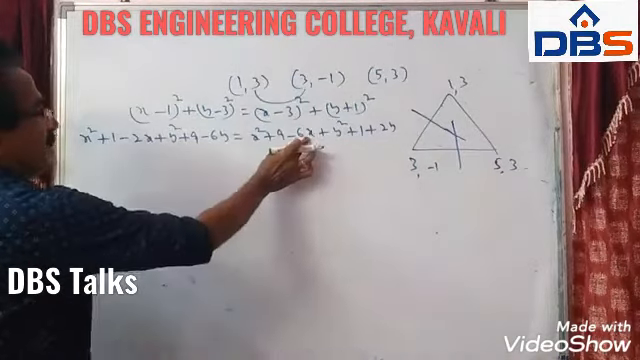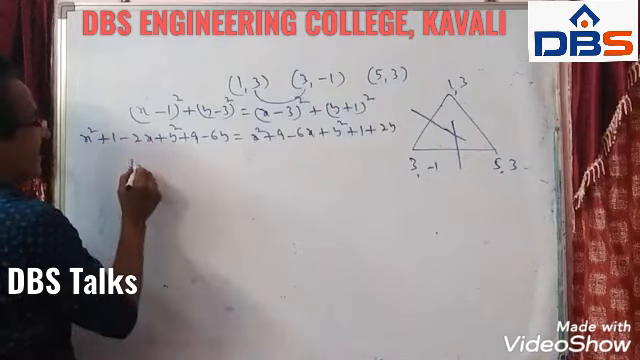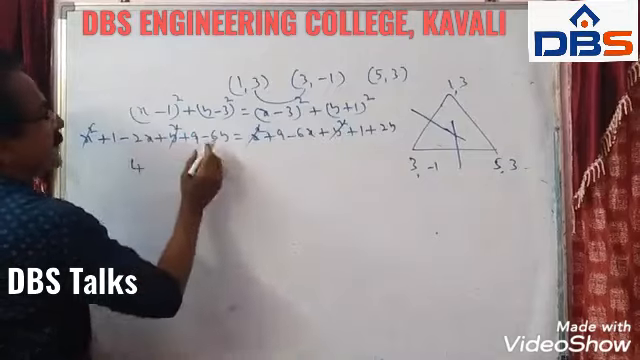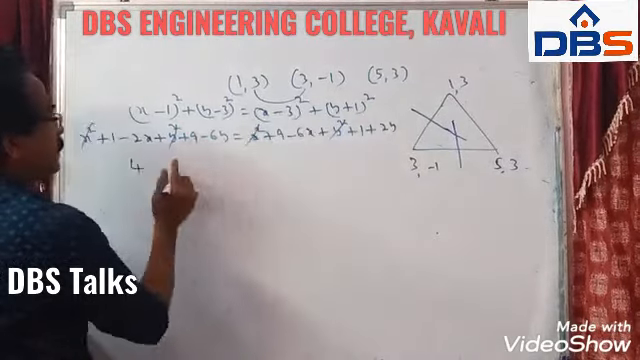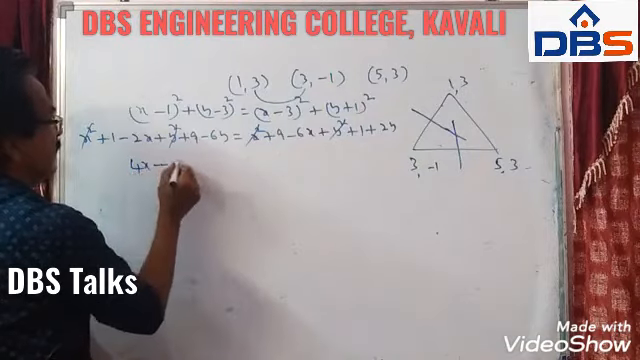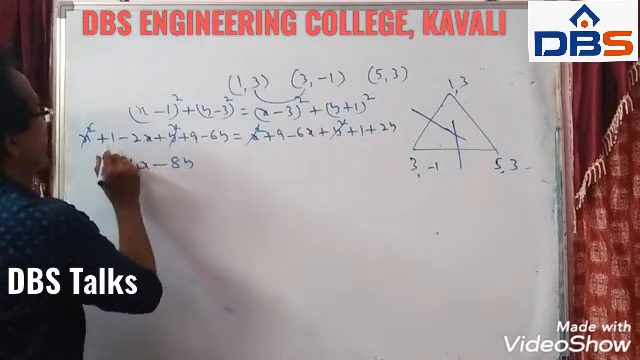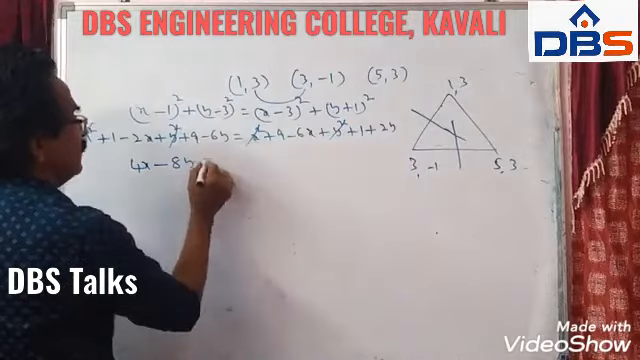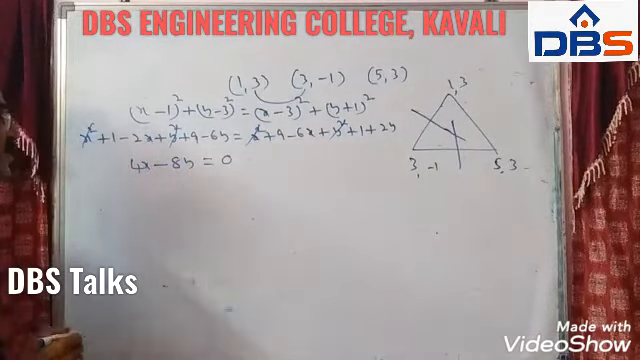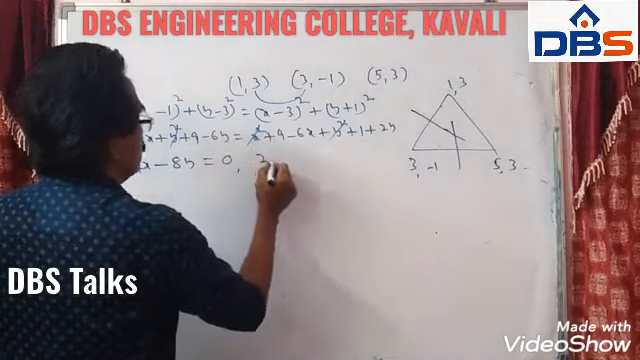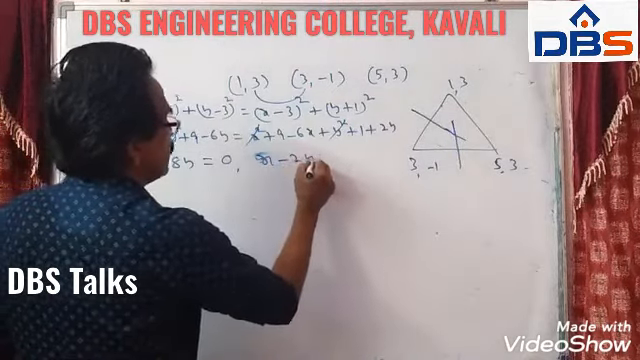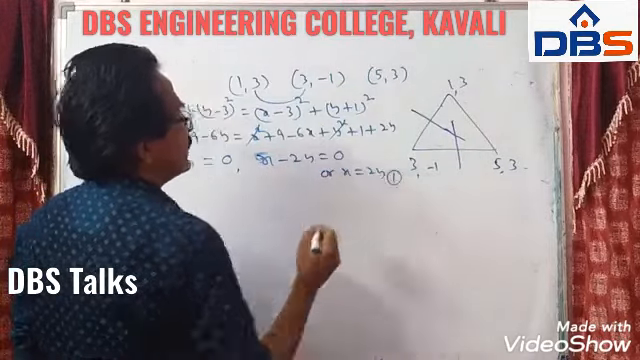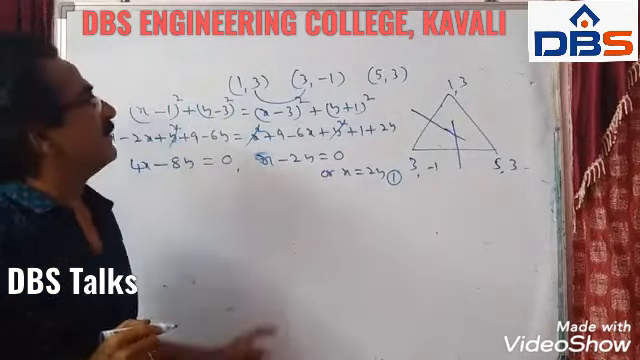So minus 6x comes to this side: 6x minus 2x, 4x. The x square term is cancelled, the y square term gets cancelled. 4x, and 2y from the other side comes here as minus 2y, minus 8y: 4x minus 8y. The 10 gets cancelled, so 4x minus 8y is equal to 0, that is x minus 2y is equal to 0, or x is equal to 2y. This is the first equation.